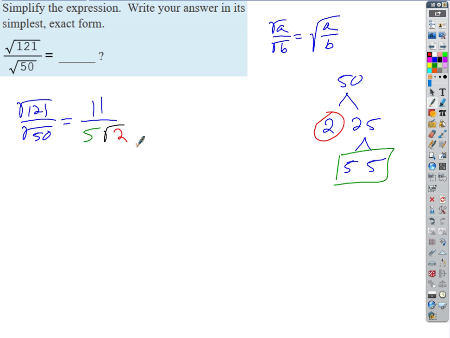Okay, but we can't leave it like that, right? We can't leave a radical in the bottom. We're supposed to rationalize the denominator. We're going to get rid of any square roots in the bottom. Can you think of a way to do that? Remember the trick?